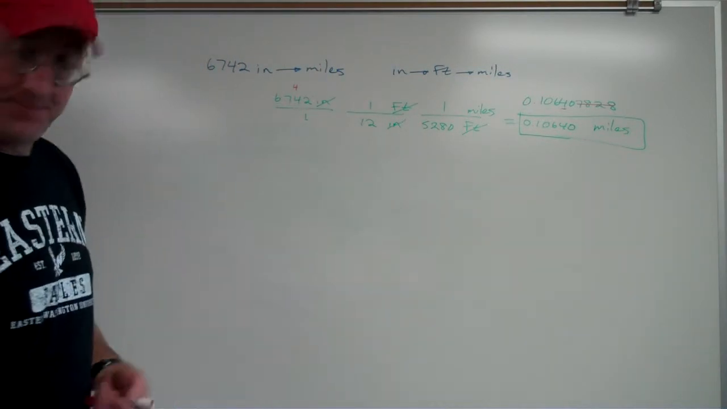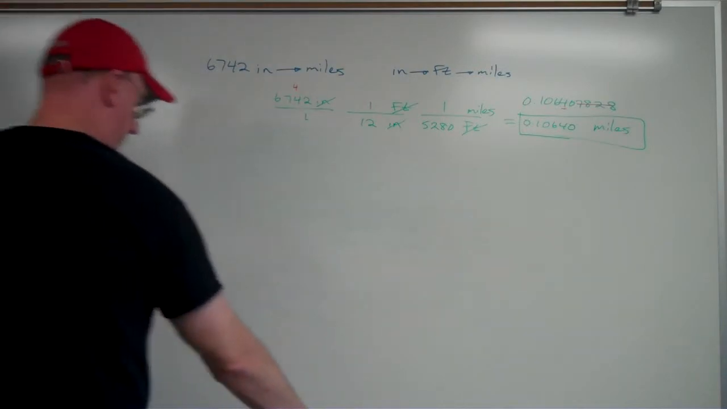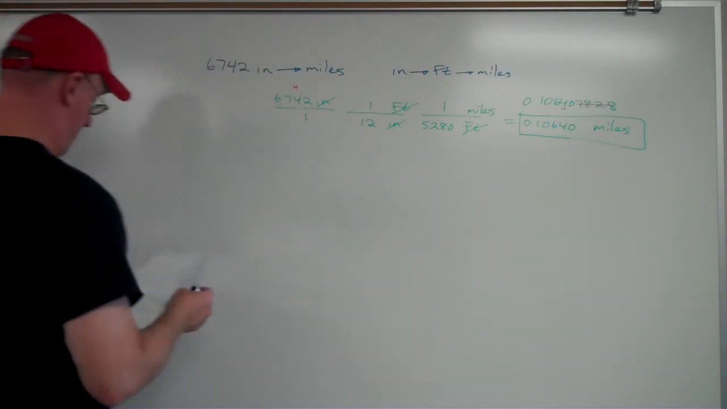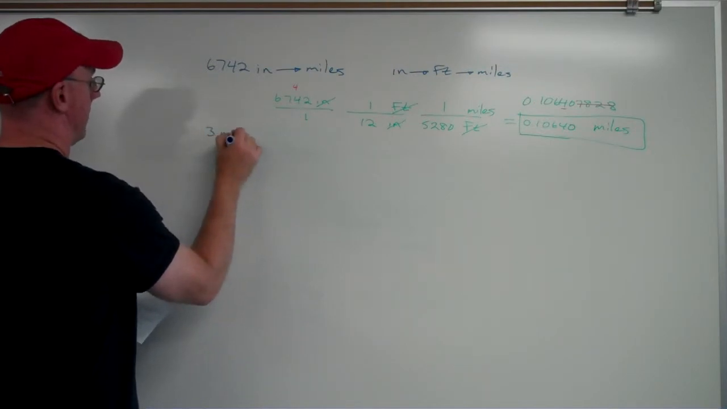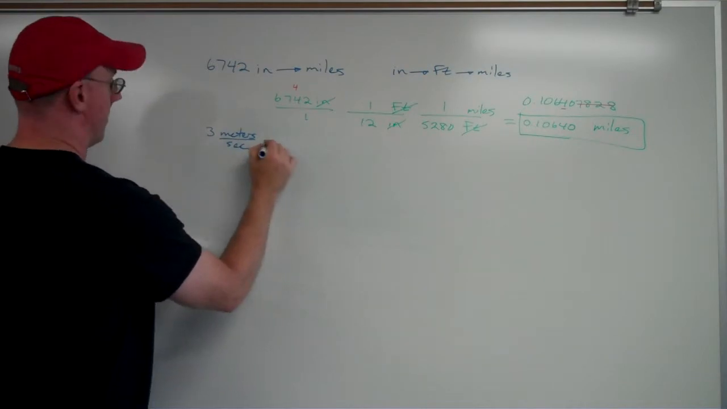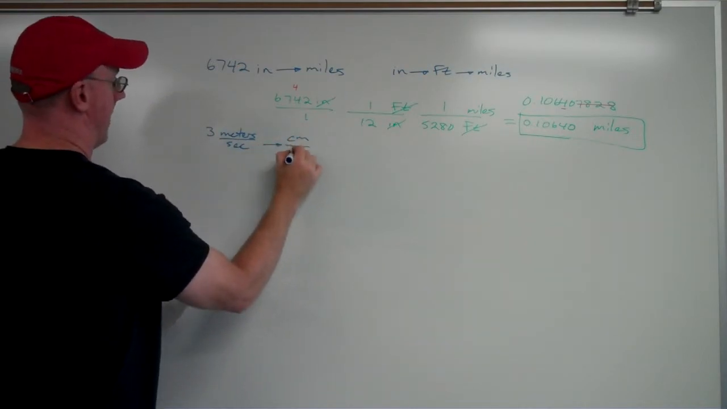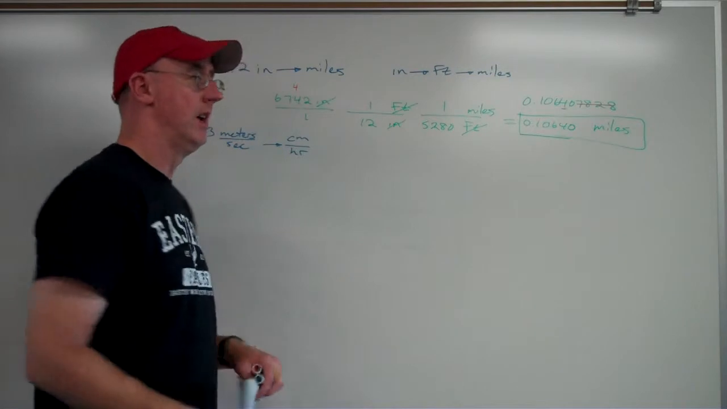Okay. Occasionally, you'll be doing rates. So let's take 3 meters per second, and "per" means it's on the bottom, and we'll go to centimeters per hour. So again, per means it's a rate, it's on the bottom.